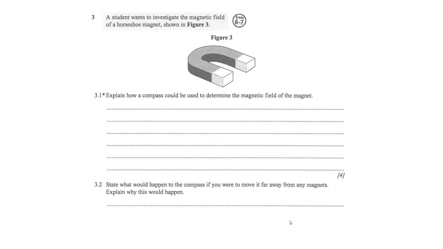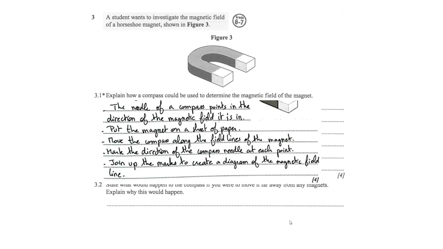The student wants to investigate the magnetic field of a horseshoe magnet, shown in figure 3. Explain how a compass could be used to determine the magnetic field of a magnet. The needle of the compass points in the direction of the magnetic field it is in. If you put the magnet on a sheet of paper and move the compass along the field lines of the magnet, marking the direction of the compass needle at each point, you can join up the marks to create a diagram of the magnetic field lines.